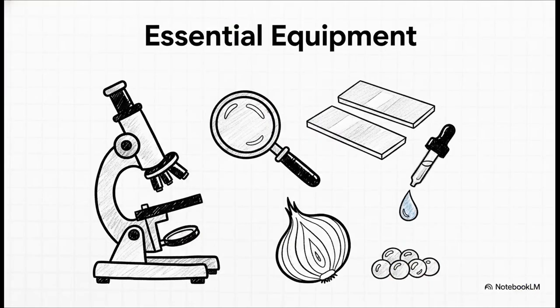So here's our absolute essential checklist before we begin. We're going to need a microscope, one with a 40x objective is perfect, a simple magnifying glass, our slides, cover slips, and a little distilled water to keep our samples hydrated. Oh, and the stars of the show today? Just a totally regular everyday onion and some fish eggs.